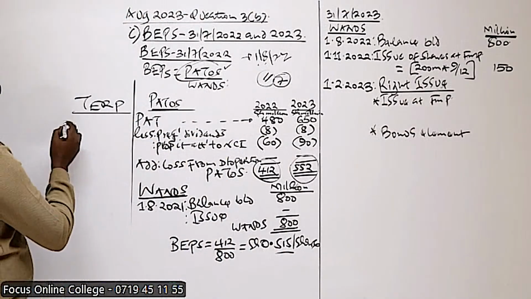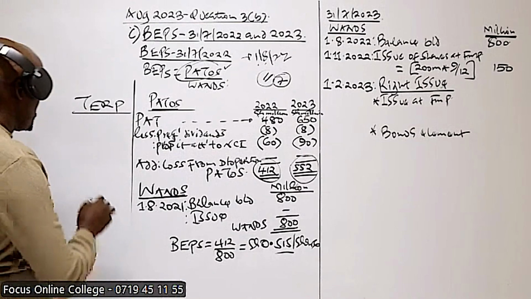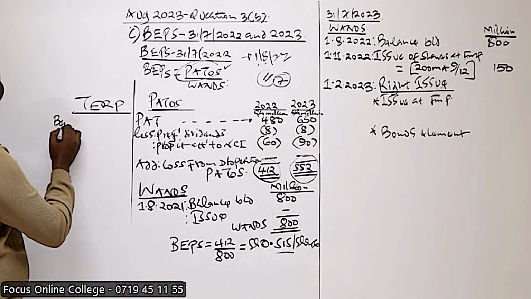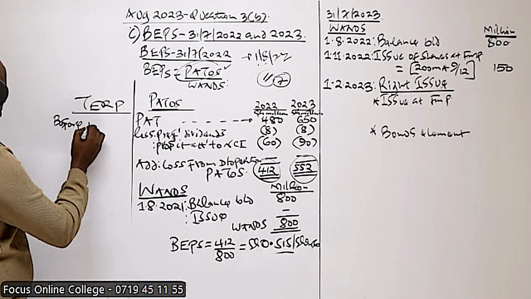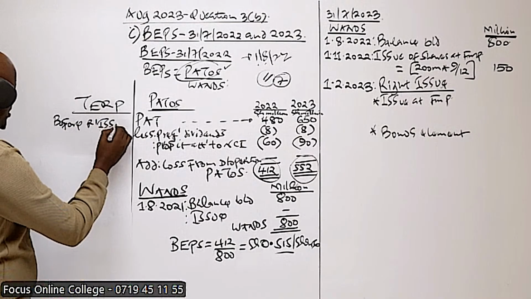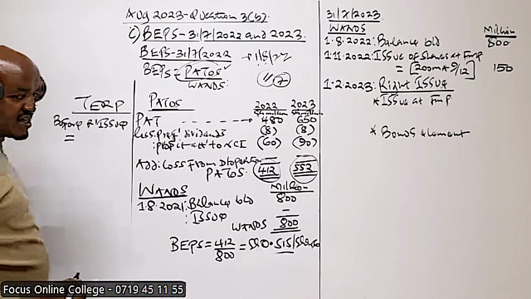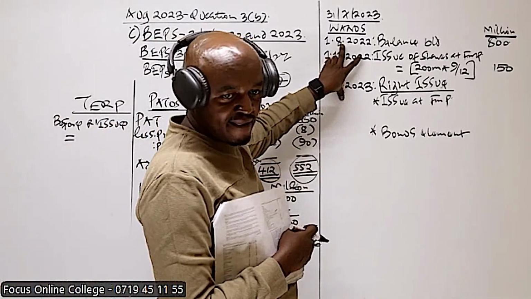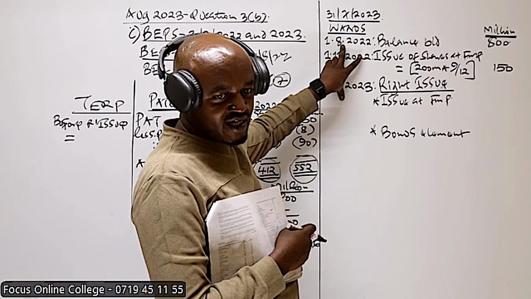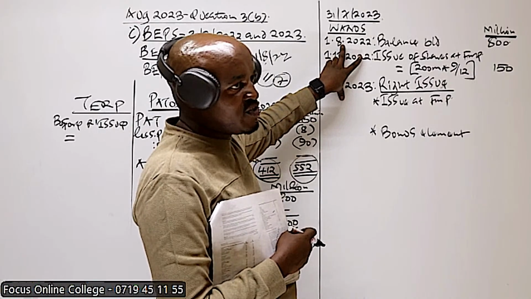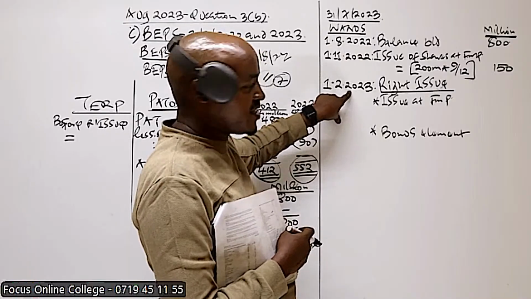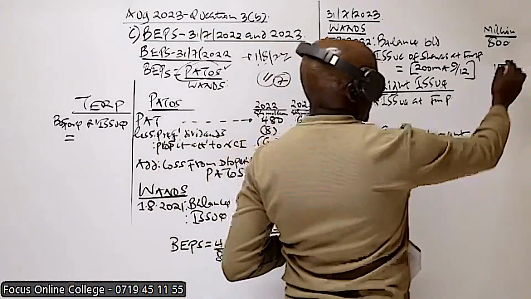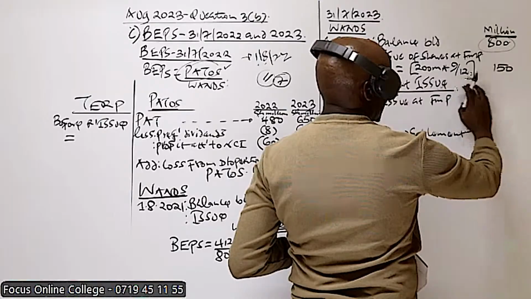First of all, we determine how many shares had been issued by the company before the rights issue. You can't get that in the question directly. You can only get that from our question here. How many shares had been issued before the rights issue? The shares which had been issued by the company before this rights issue were 800 plus the shares which were issued here.